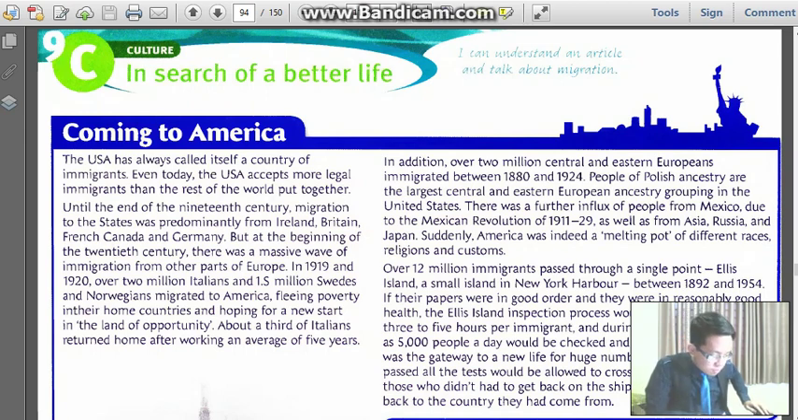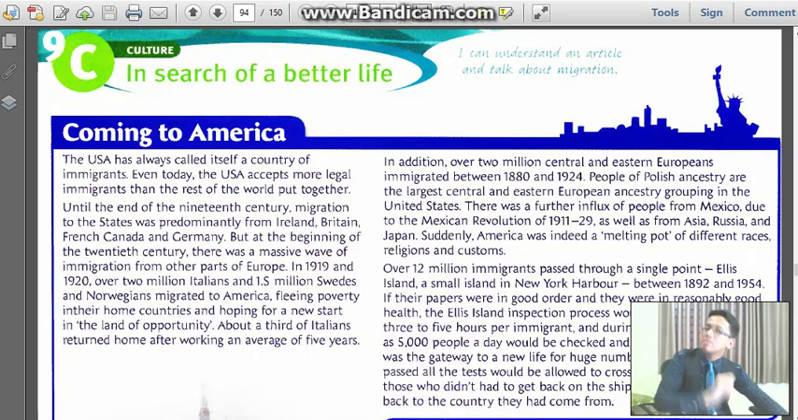Open your books to page number 95. This is another reading, so I have to read it smoothly from the beginning to the end. So let's get to it.